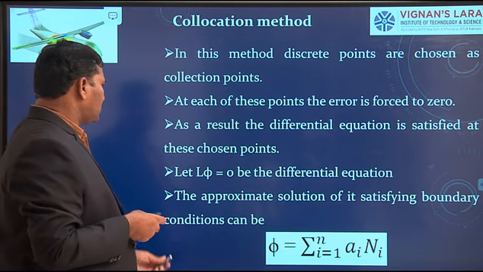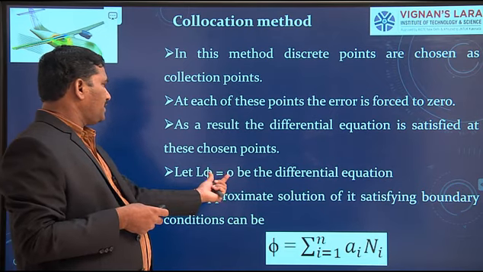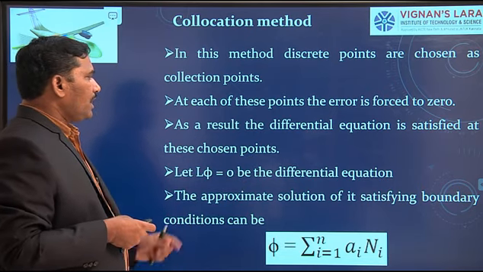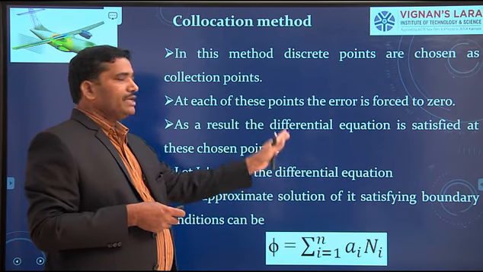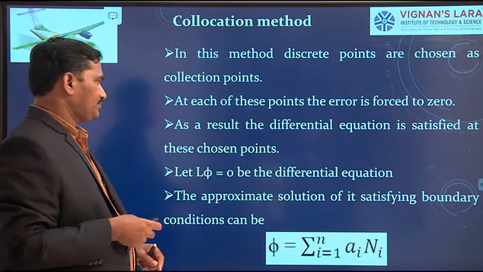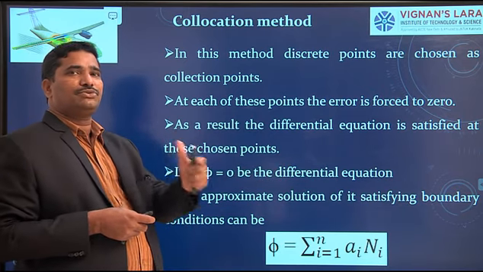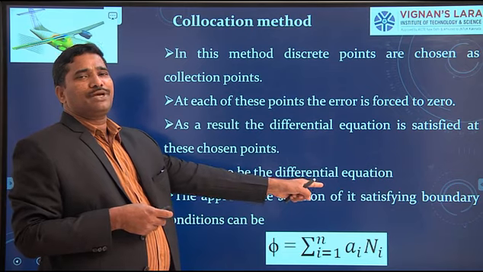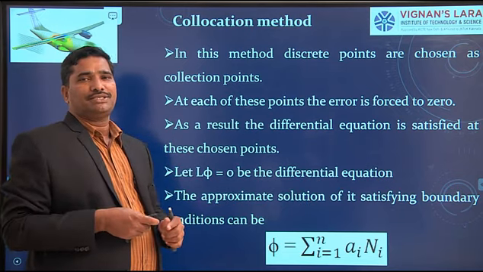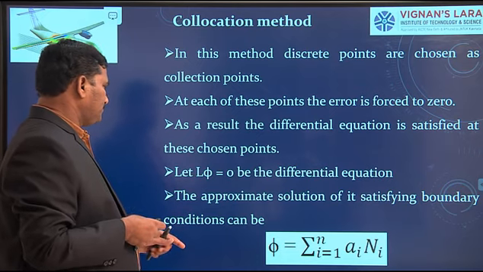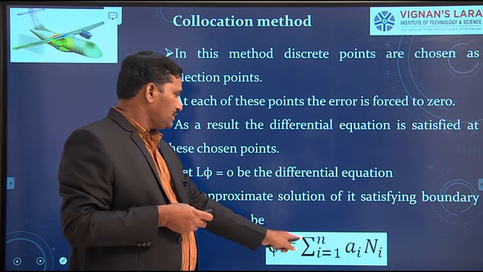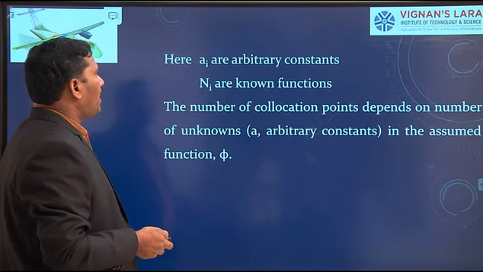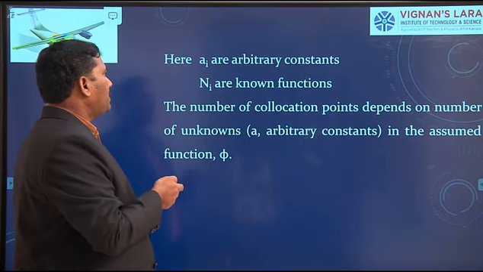Okay? If you choose a governing equation like this, say L of phi equal to 0, this is the governing differential equation, given with boundary conditions. The boundary conditions are not specified here, subject to the boundary conditions. So we give the differential equation. Now, we choose the approximate solution satisfying this differential equation. Then phi equals the sum, as i varies from 1 to n, of a_i into N_i, where a_i are the arbitrary constants and N_i are the known functions.